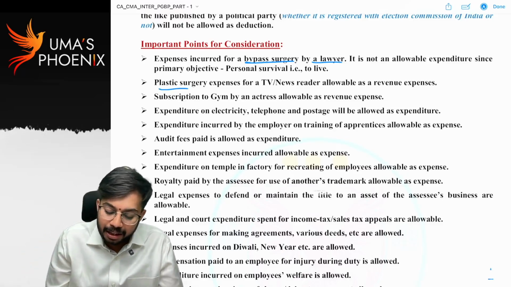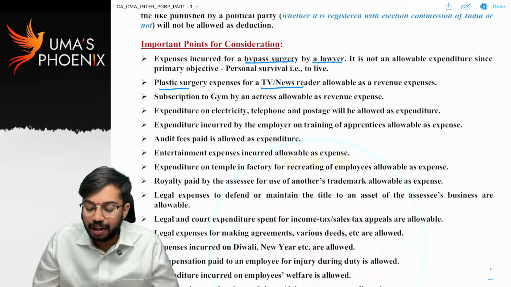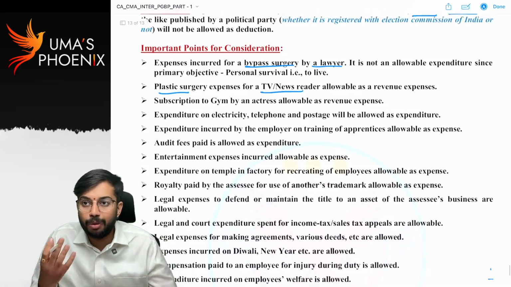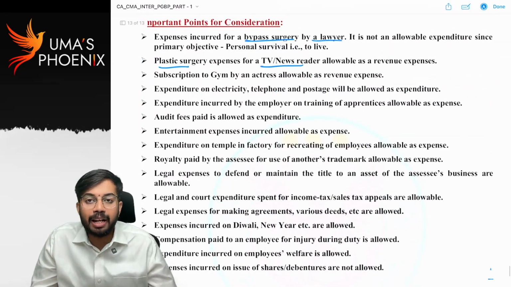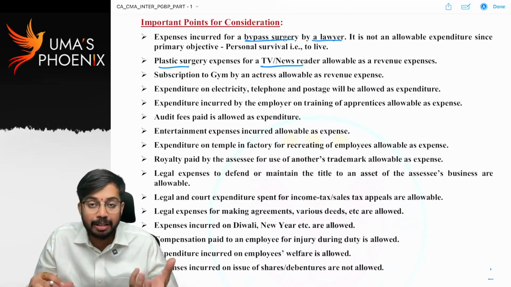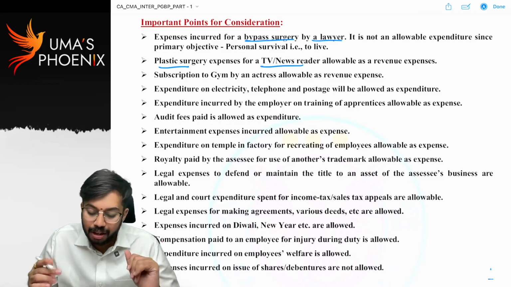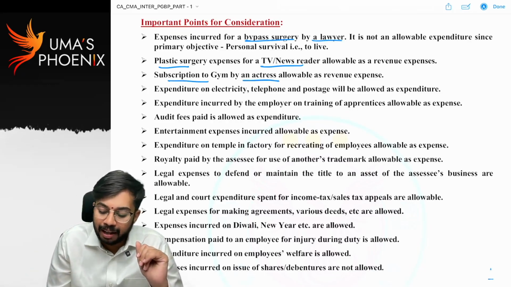Plastic surgery expenses of a TV or news reader: obviously their main business is reading the news, they have to look good. So if they get any surgeries done, even cinema actors, for any movie, if they get any cosmetic surgery, that expenditure is a revenue expenditure and is allowed as deduction. Then, subscription to a gym by an actress.